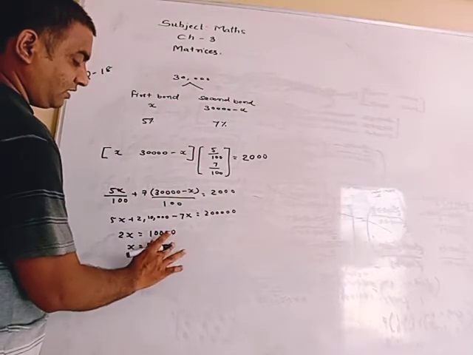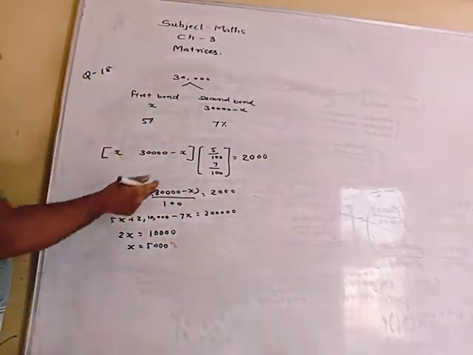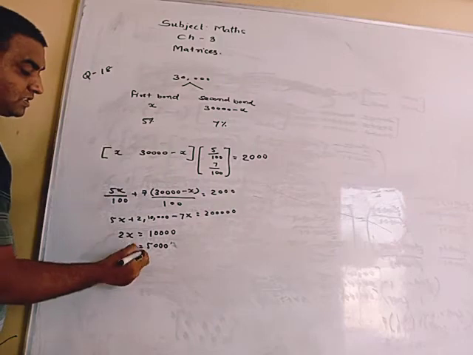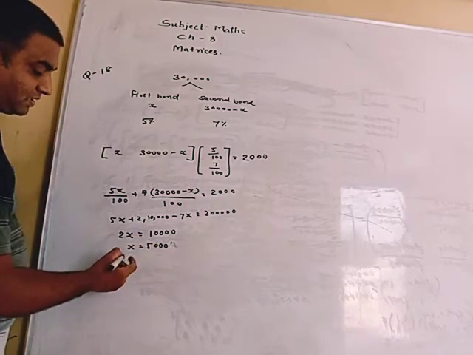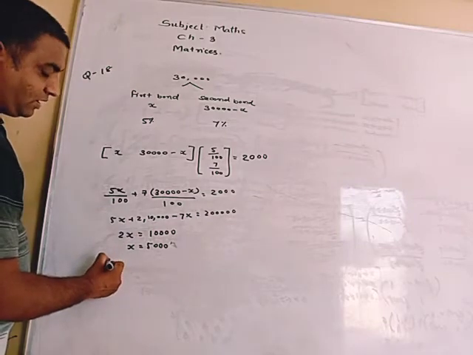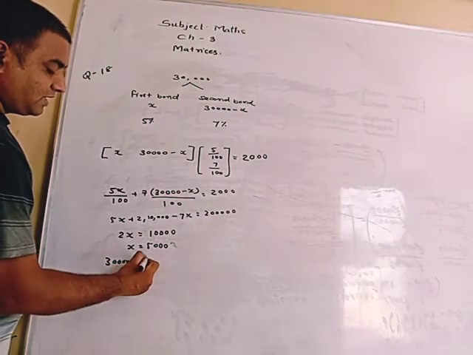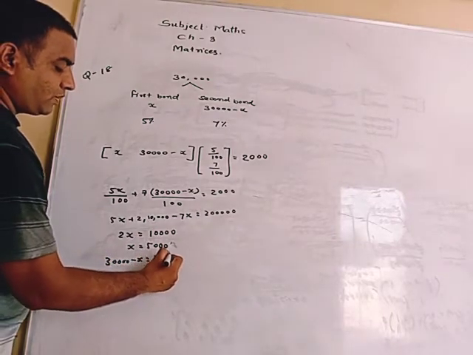So to get 2,000 interest, the person has to invest 5,000 rupees at the 5% rate, and the second part will be 30,000 minus x, and so it will be 25,000.